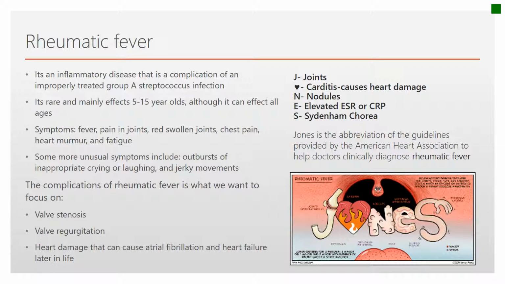I've also included the Jones criteria. It's the abbreviation of the guidelines provided by the American Heart Association to help doctors clinically diagnose rheumatic fever. So J stands for joints, just them being painful, red, and swollen. Then the O is actually a small heart, and it stands for carditis. N is nodules, which are non-painful but abnormal lumps under the skin, usually on the joints. E stands for elevated ESR or CRP.